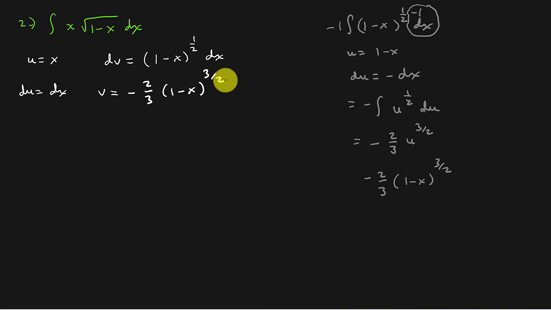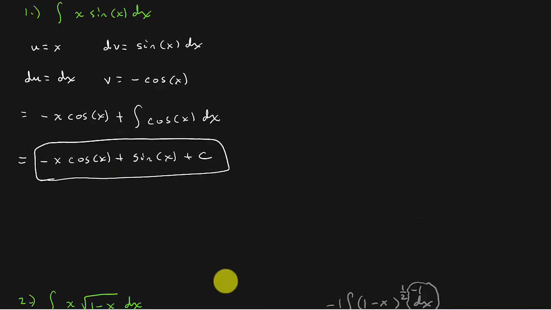All right, so let's see what we get. We get u times v, so that's -2/3 x times (1 minus x) to the 3/2 minus, well, minus and minus make a positive, and that's the integral. And I'm going to take the 2/3 and bring it out. So basically what we have here, let me write it down.